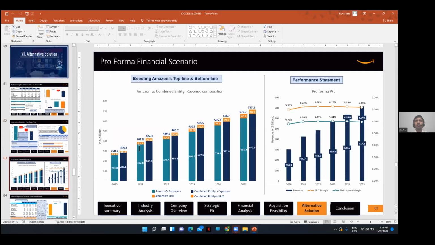Then we performed the pro forma financial scenario: combined entity's expenses, combined entity's EBIT, and all those things. Basically, we created a model combining the two entities into one entity. It obviously required a lot of assumptions because it's not easy to forecast things for a combined entity, but we detailed our assumptions in the model, and we went ahead with that.